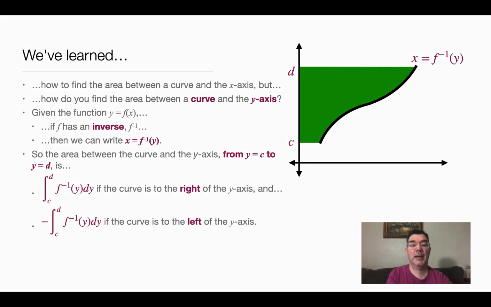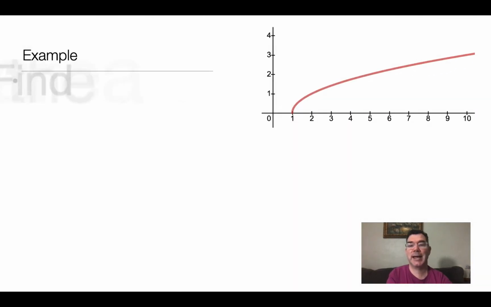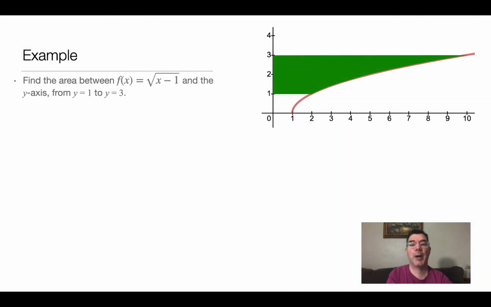Okay. If the curve is to the right of the y-axis, then I will just take the positive antiderivative, just like I did when the curve was above the x-axis. And then if the curve is to the left of the y-axis, then I will take the opposite of the antiderivative, just like I did when the curve was below the x-axis and I was integrating in terms of x. All right, so that process is the same. It's just we're doing left-right instead of top-bottom.